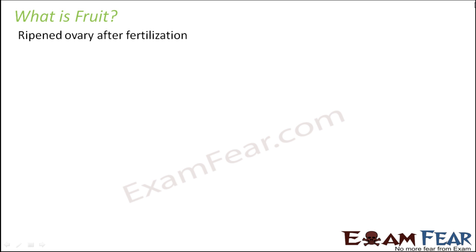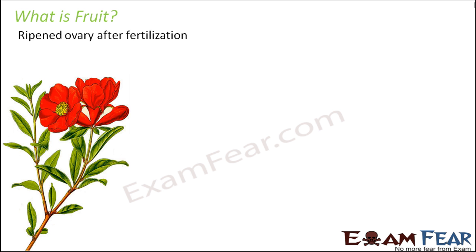So now after this process of fertilization is over, what will happen to that ovary? Eventually that ovary will turn into a fruit and the ovule will turn into a seed. Now, in case you want to know about the process of sexual reproduction in plants in more detail, you can refer the videos on reproduction in plants of class 10th. Okay, so now let us see what happens.